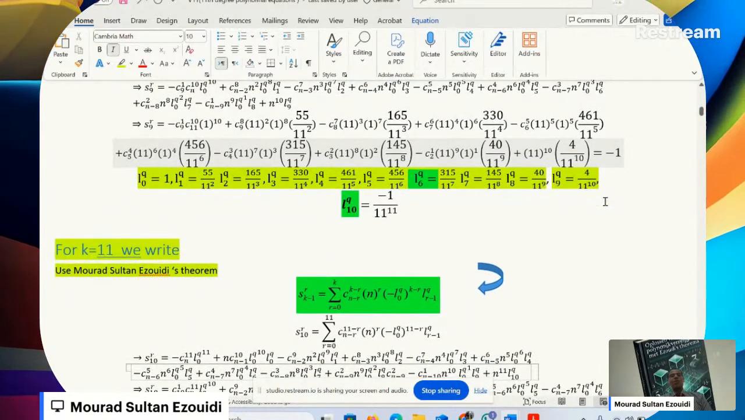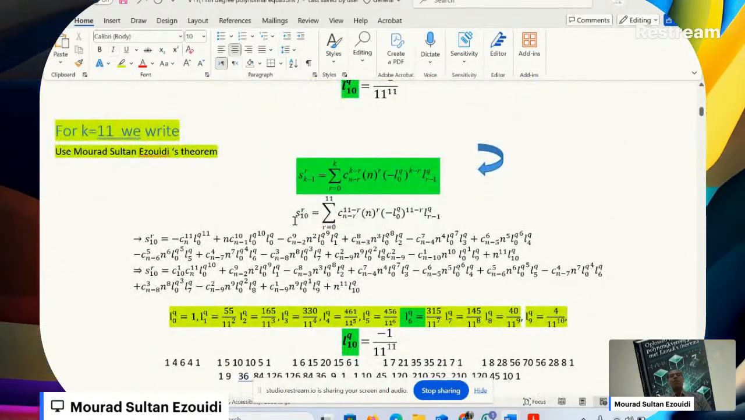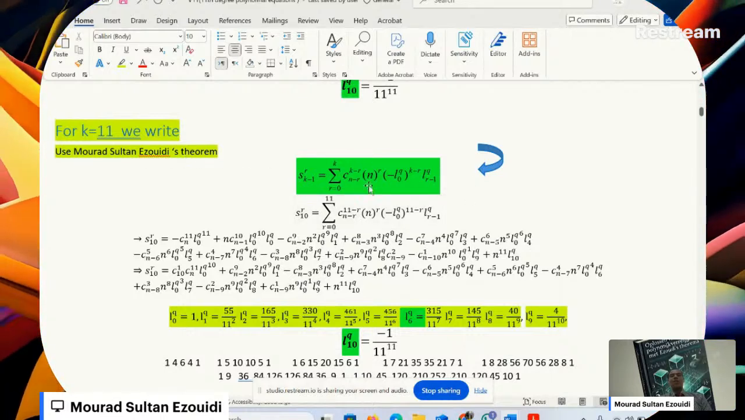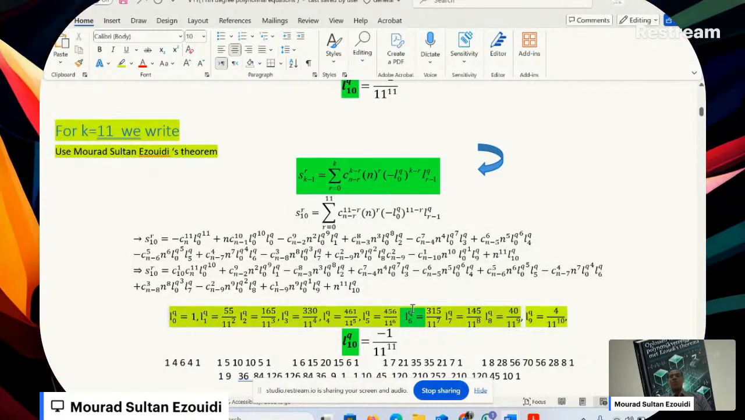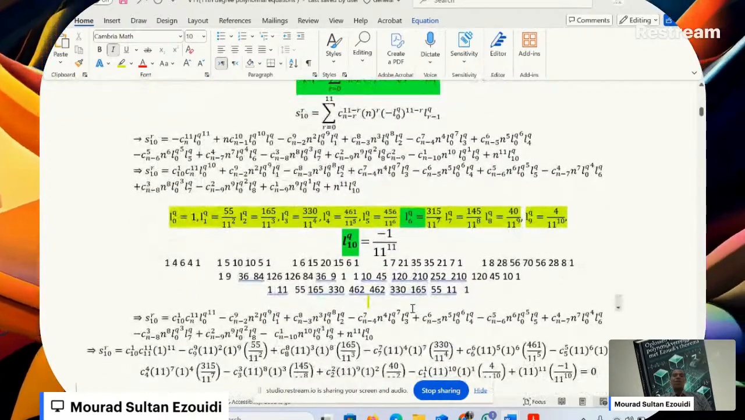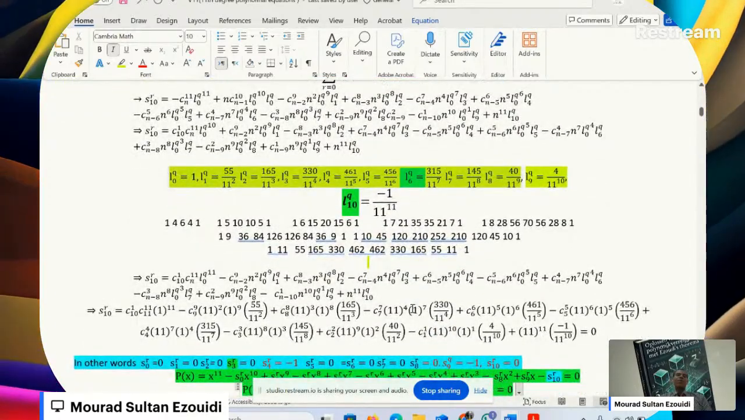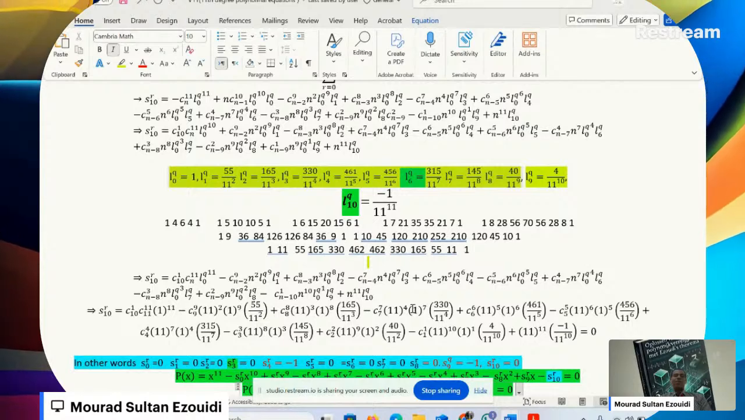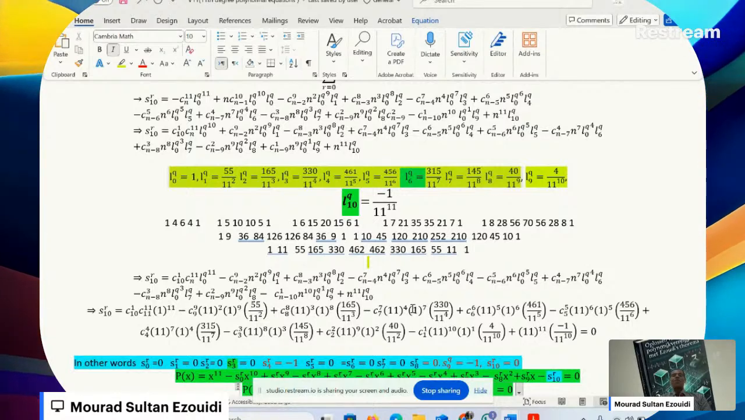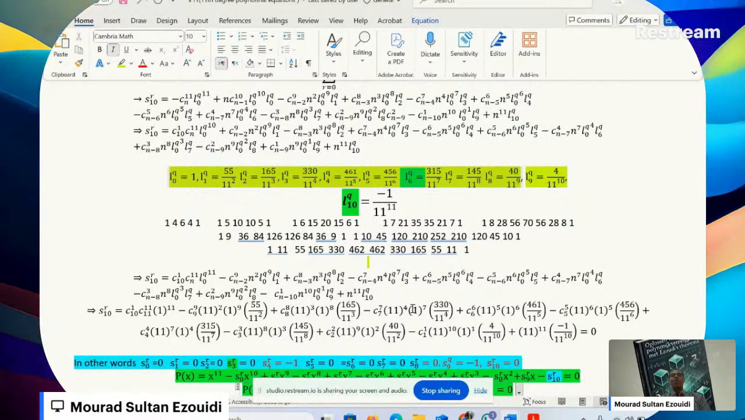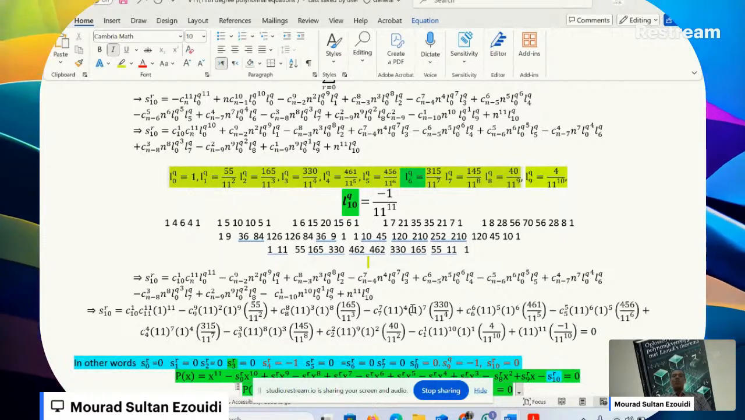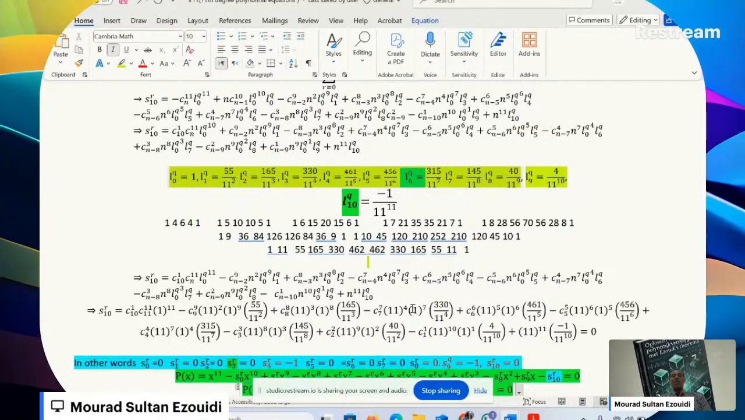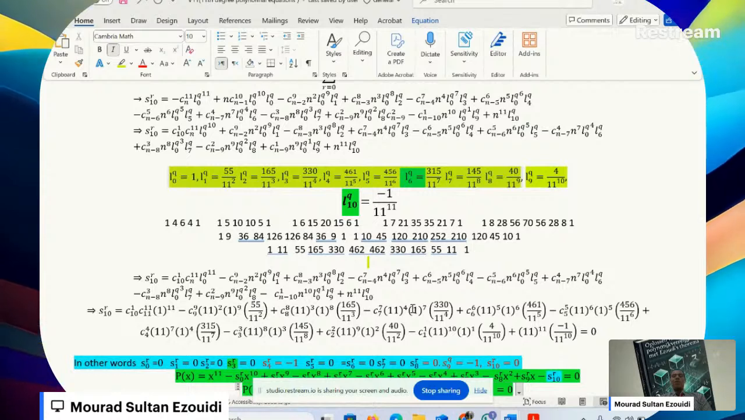We continue, meaning that now we are going to dive again into the structure. Use Mourad Ezouidi's figure and put k equal 11, and you'll find that this one is equal to 0. So this is called an unsuitable example for the classical method, because no classical method, even Abel's theorem, can solve this kind of question. Because he thought that there is no general formula. But we, Professor Mourad Sultan Ezouidi, explained that here we are.